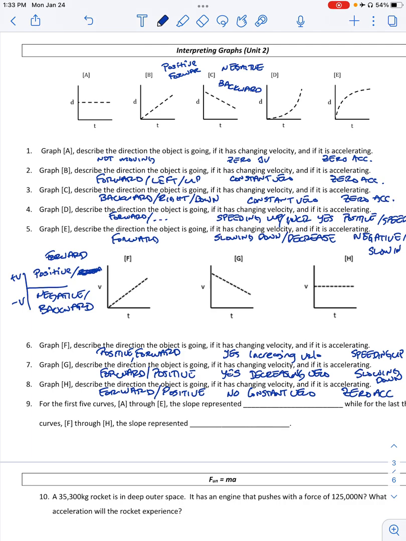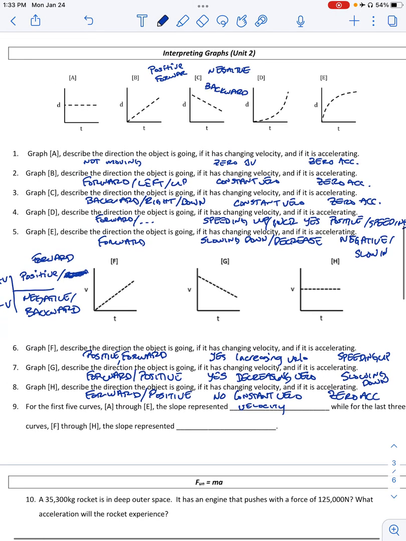Okay, so A through E, distance versus time. The slope represents here velocity. While the last curves, F through H, velocity versus time, that's going to be acceleration.